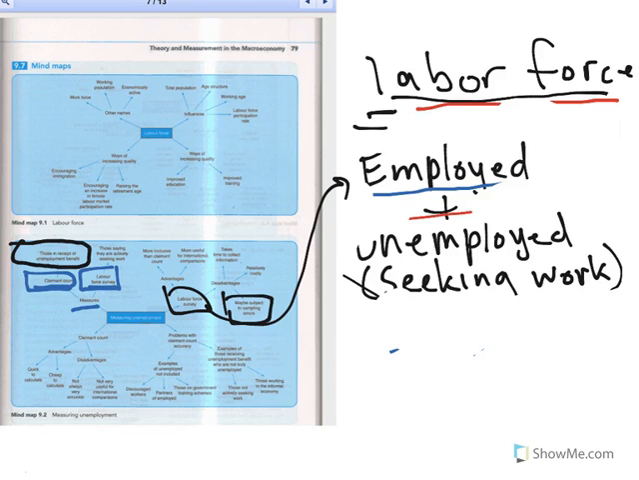Maybe it wasn't collected correctly. You're literally going out to people's jobs and interviewing them, so maybe they weren't there that day. We get sampling errors and different problems. So that is how the labor force survey may have some problems.